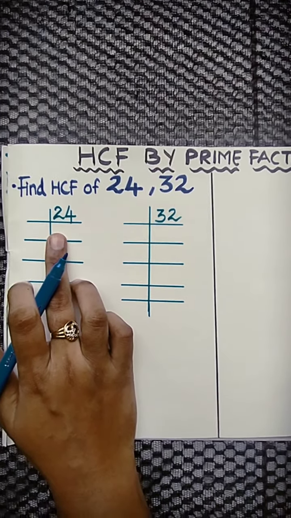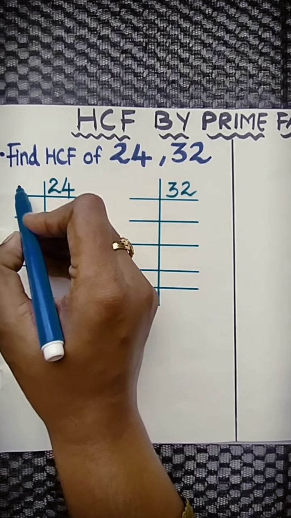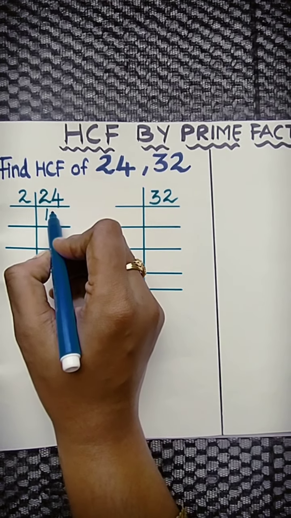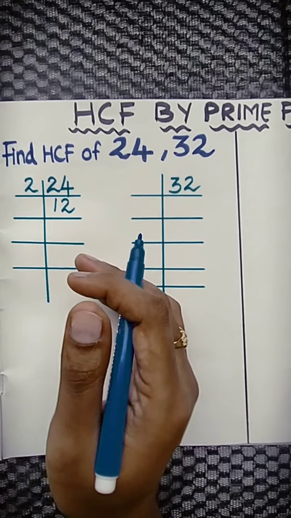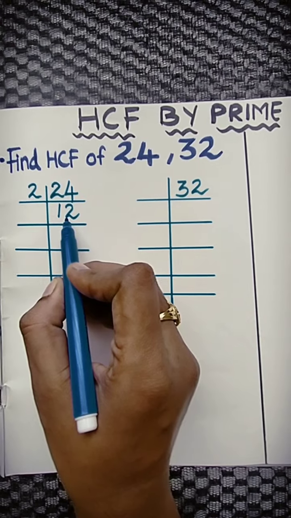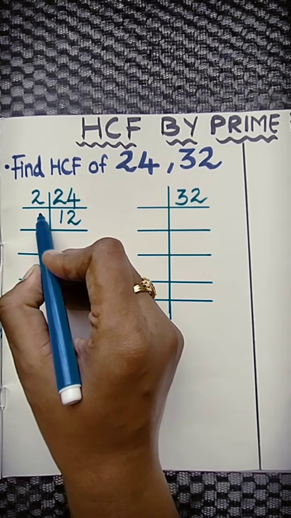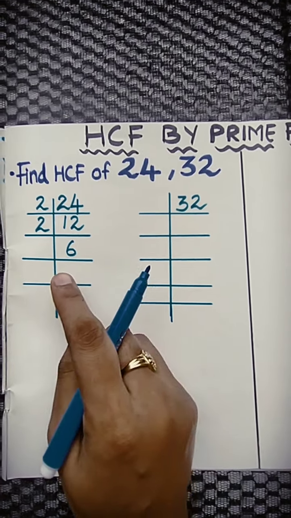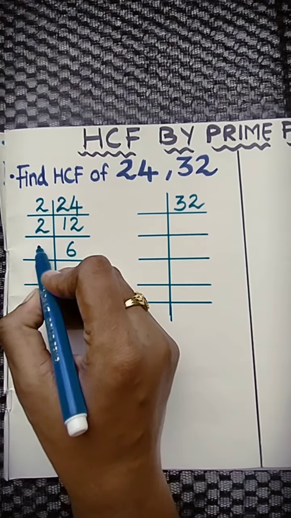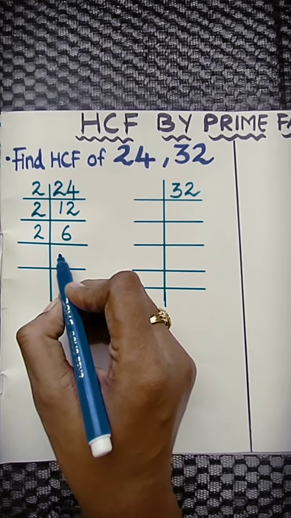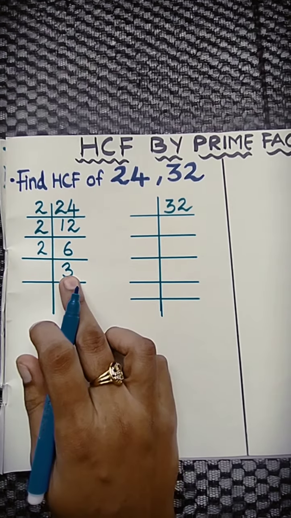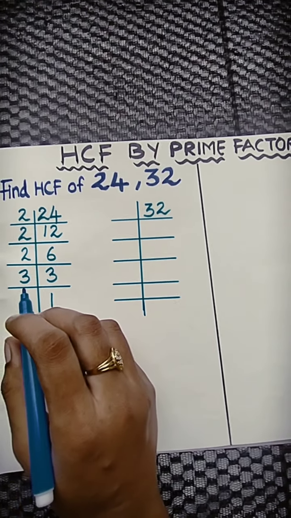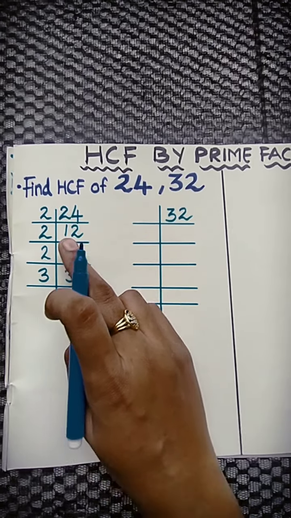So is it divisible by 2? Yes. So I will write 2. How many are? 2 12s are 24. Now again 12 is divisible by 2. So I will write 2 6s are 12. Now again 6 is divisible by 2. So I will write 2 3s are 6, and 3 is divisible by 3 only. So 3 1s are 3. So I got the prime factors of 24.